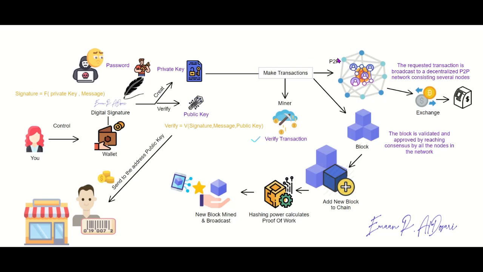The peer-to-peer network is a network of grouped computers, each of which acts like a node for sharing files within the group. After that, it goes to the exchange. I can exchange my currency to USD, dollars, through the ATM.